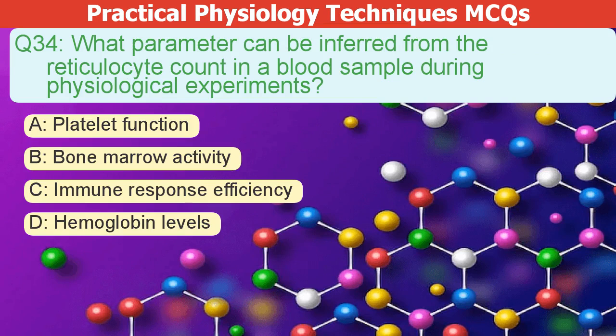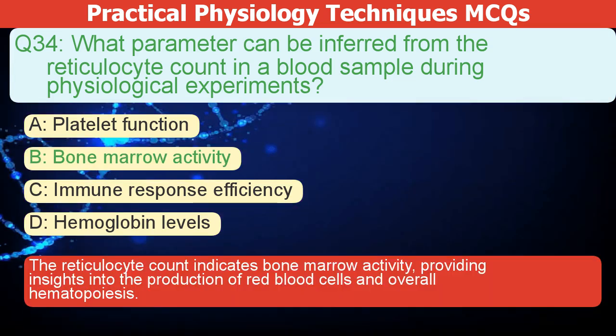What parameter can be inferred from the reticulocyte count in a blood sample during physiological experiments? A. Platelet function. B. Bone marrow activity. C. Immune response efficiency. D. Hemoglobin levels. The correct answer is B. The reticulocyte count indicates bone marrow activity, providing insights into the production of red blood cells and overall hematopoiesis.